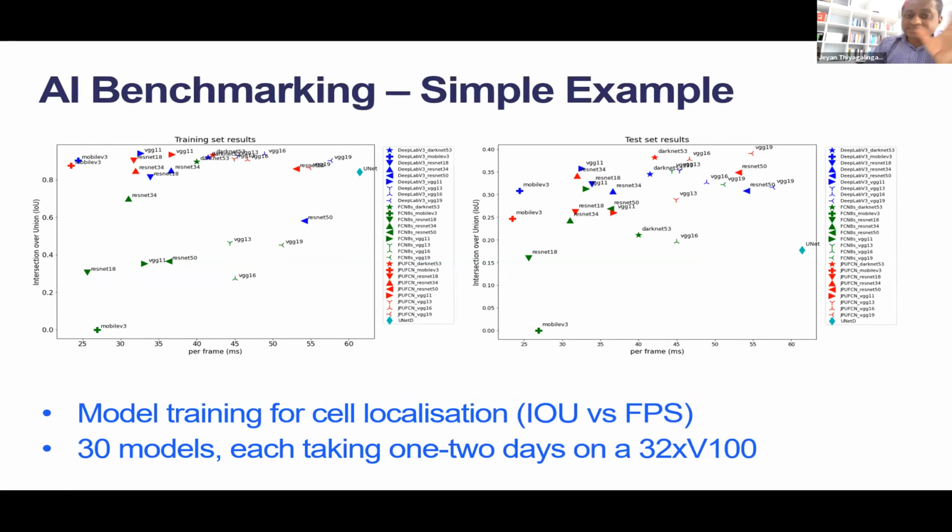This is a very typical example of a single benchmarking problem. It is cell localization in a microscope. What we want to measure is the intersection over union and frames per second. This is a very important metric on microscopes, particularly if you're working on a very modern one, or if you're thinking of really developing new microscopic techniques. There are roughly about 30 models, and each of these models takes roughly 1 to 2 days on a 32 GPU machine.